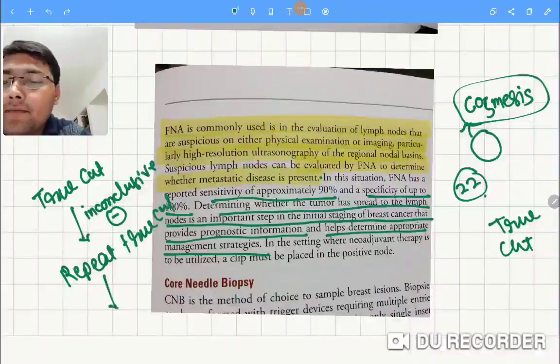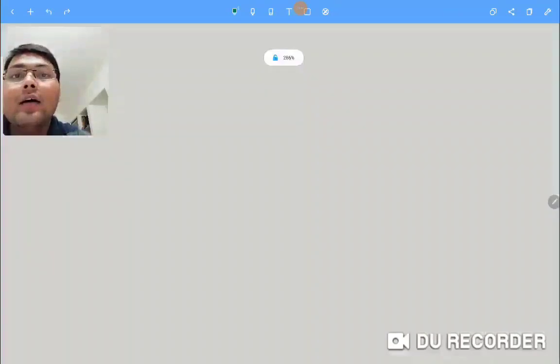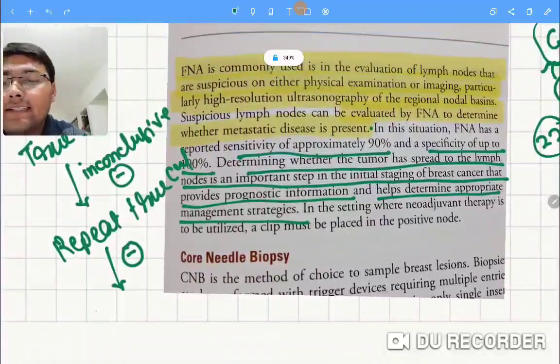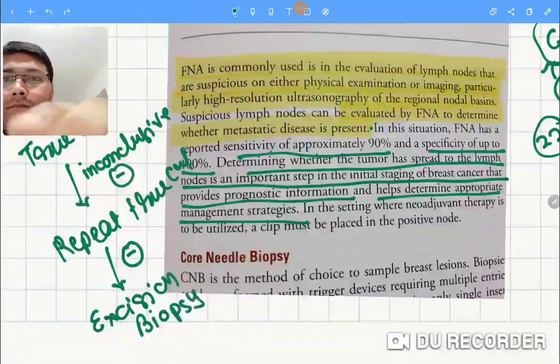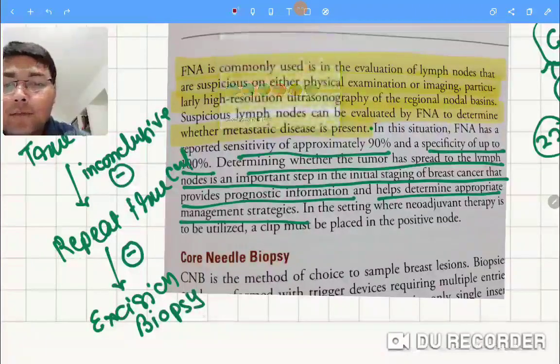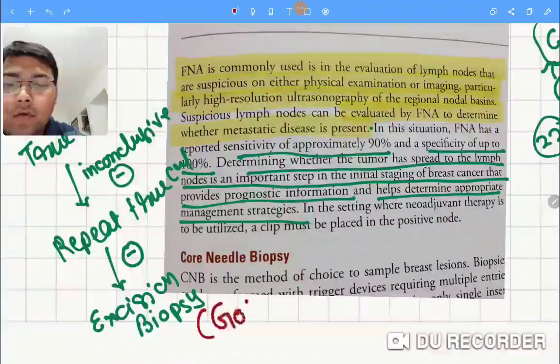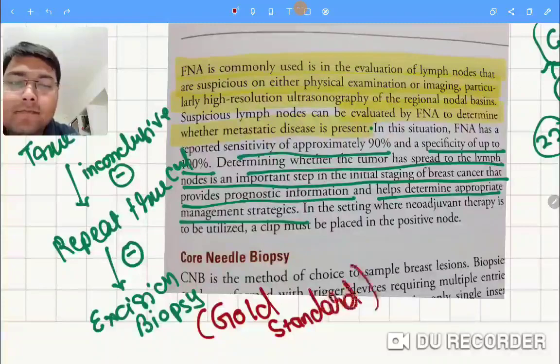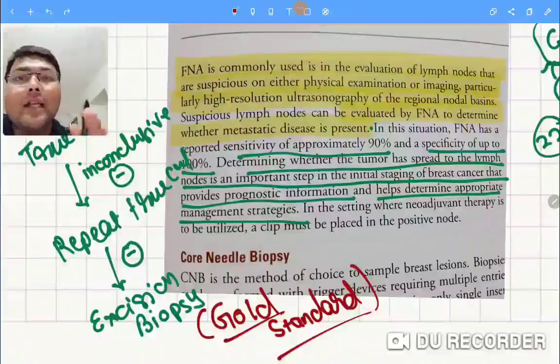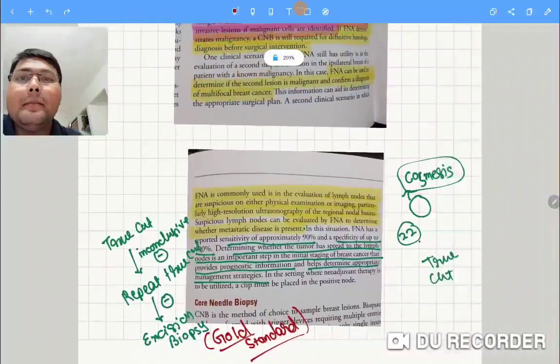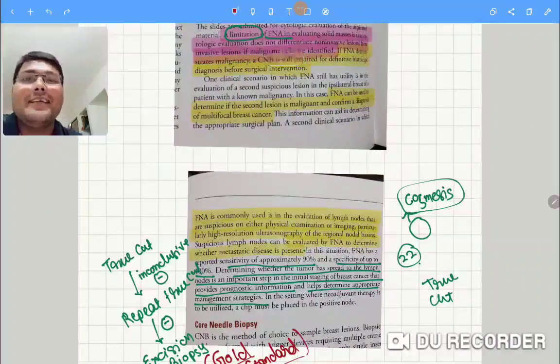Yes, if this is also negative or inconclusive, but you are clinically highly suspicious of a malignant lesion, then you should go for an excision biopsy. Excision biopsy is the gold standard investigation for breast pathology. Any breast pathology, gold standard investigation, right? So this is all about the approach to breast cancer. Hope you enjoyed this video. Yes, bye bye. Thank you so much.